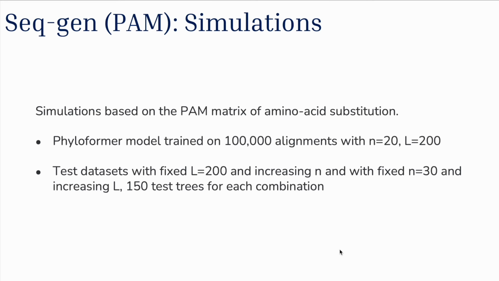We tested our model on two sets of simulations. The first were generated with the popular software SeqGen, with which we simulated evolution according to the PAM matrix of amino acid substitution. We trained our Phyloformer model on 100,000 alignments with 20 sequences and 200 sites. Then, to test it, we generated test datasets with fixed sequence length equal to 200 and increasing number of sequences, and fixed number of sequences 30 and increasing sequence length, testing on 150 trees for each combination.